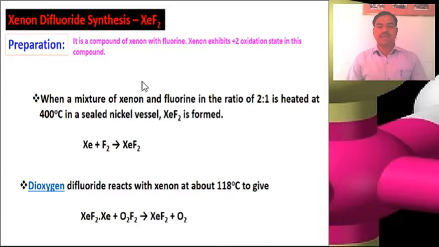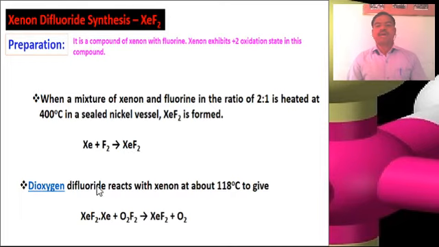Xenon exhibits a +2 oxidation state in this compound. Preparation of XeF2: when a mixture of xenon and fluorine in the ratio of 2:1 is heated at 400 degrees centigrade in a sealed nickel vessel, XeF2 is formed. See the reaction: xenon reacts with F2 at 400 degrees centigrade in a sealed nickel vessel, and XeF2 is formed.